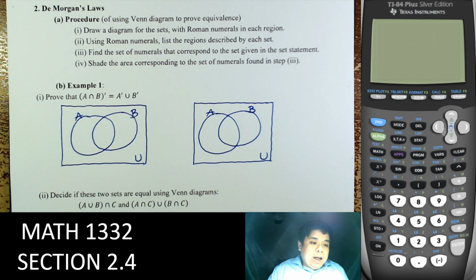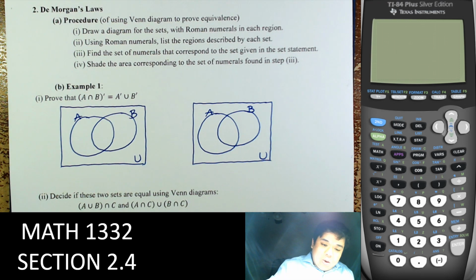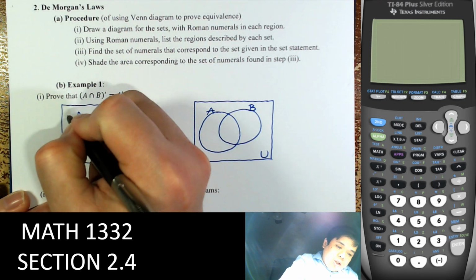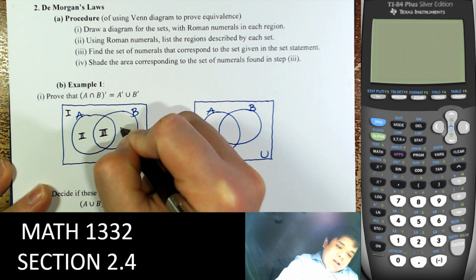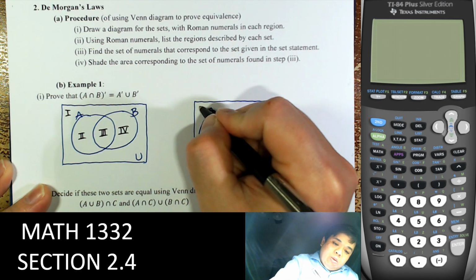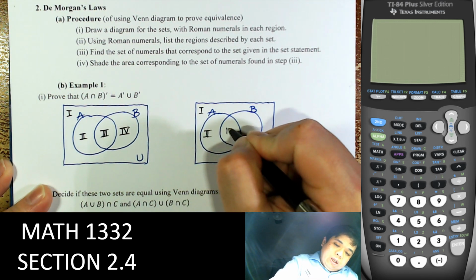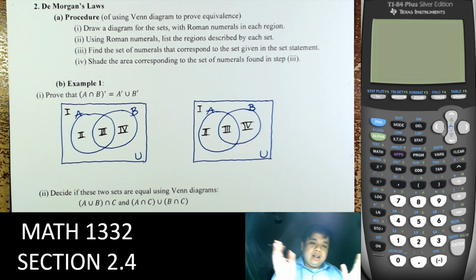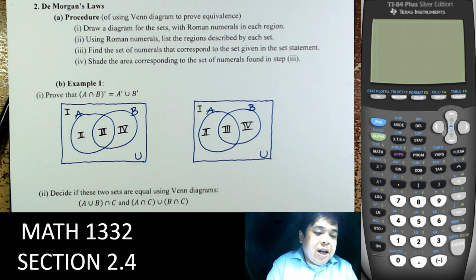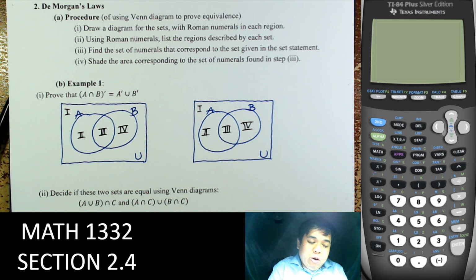Right, now draw the Venn diagram for both. Okay, we did that. Now use the Roman numeral list on the region described by each set. Right, so let's just denote it like this. On the outside of U, that is 1. Here's 2, 3, and 4. So we list all the possible regions like that. Now find the set of numerals corresponding to each set in the statement.